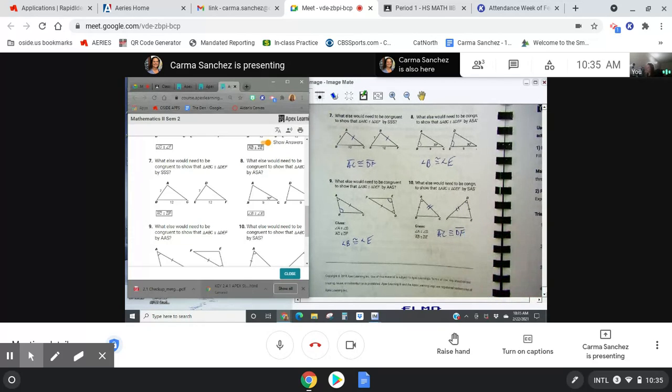Okay, now that we've looked at the postulates and now that we have looked at the parts, get ready for the next section when we talk more about these postulates.